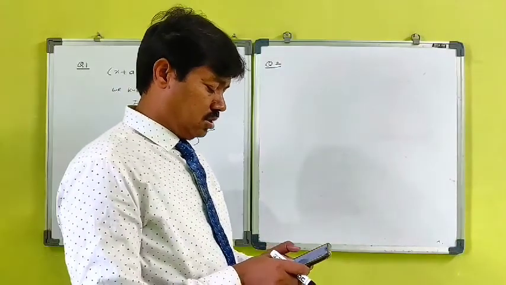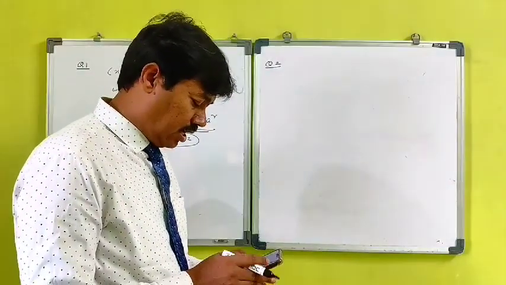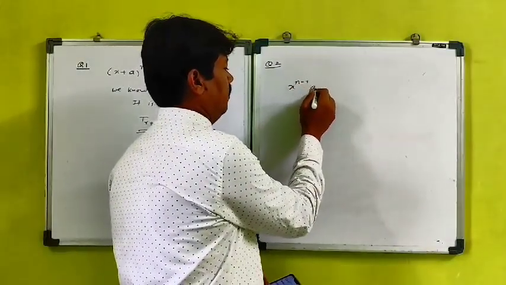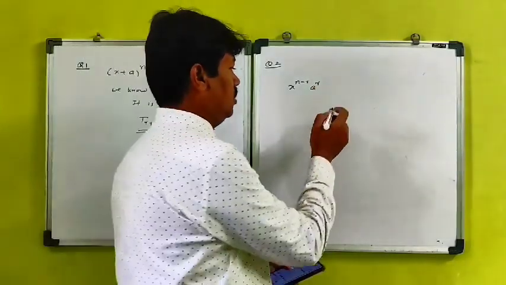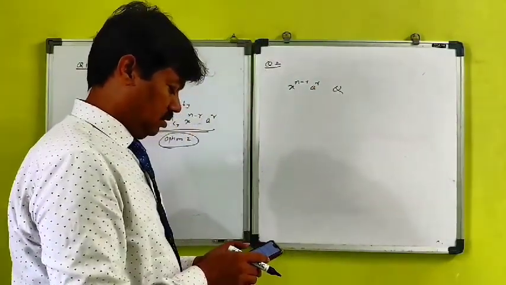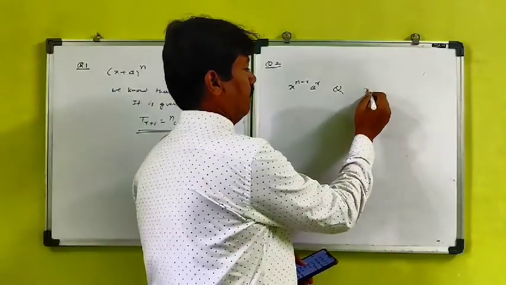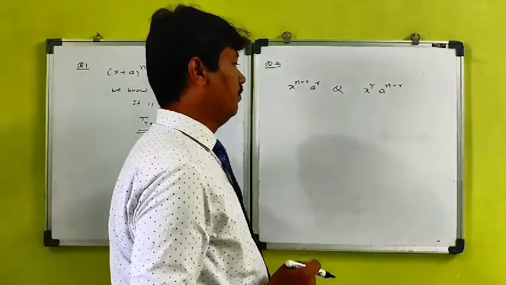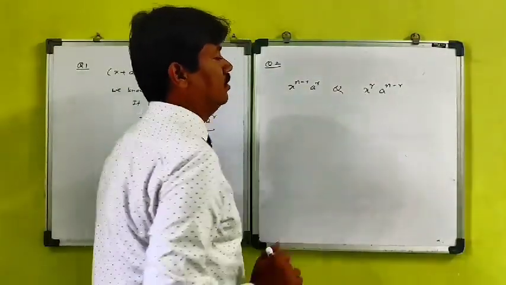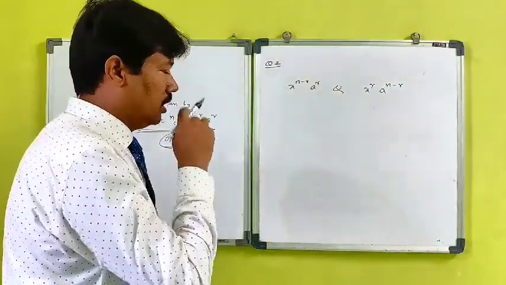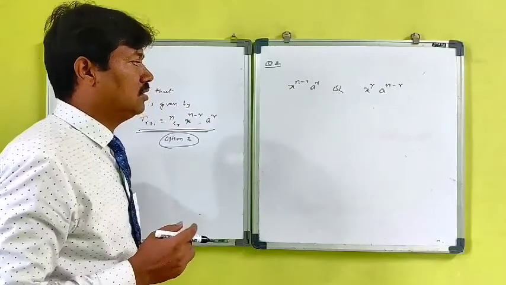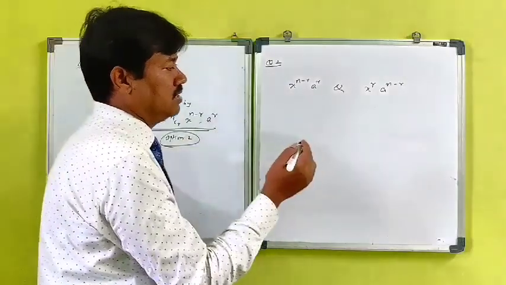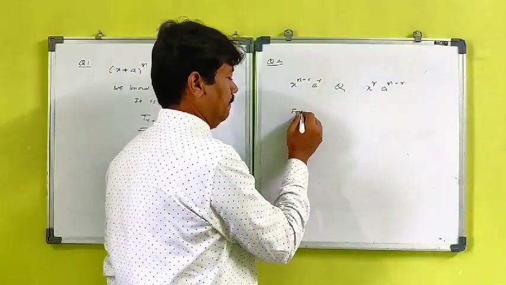Next, the ratio of the coefficient of the term x raised to n minus r into a raised to r, and x raised to r, a raised to n minus r. So what is the ratio of the coefficients here? Look at the power of a. What is the formula here?